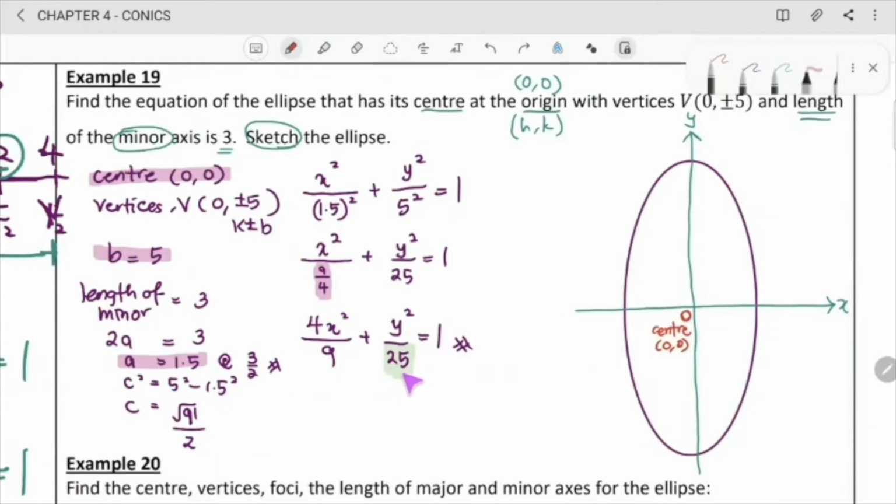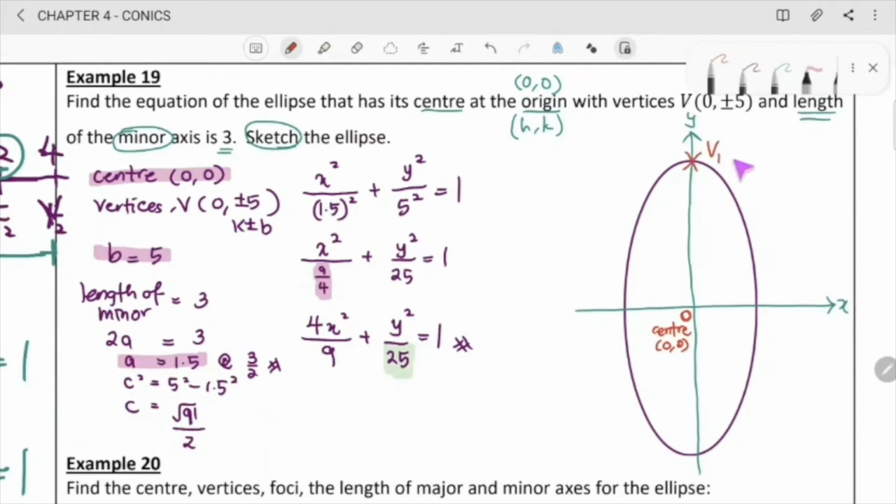As we can see, the value of b is greater than a, so we know we'll have a vertical ellipse. Now we are going to label the vertices and the foci. The minor vertices come later. The center is already labeled for you because it's given. The vertex is (0, ±5), so here will be the coordinate of V.